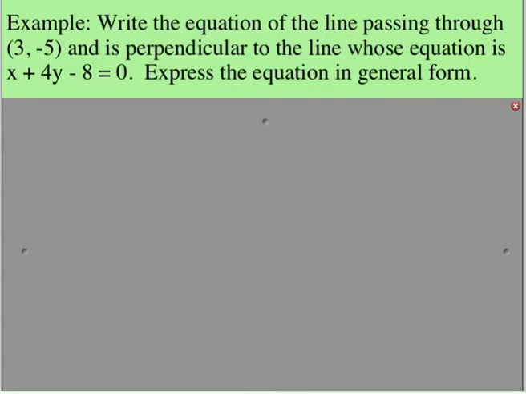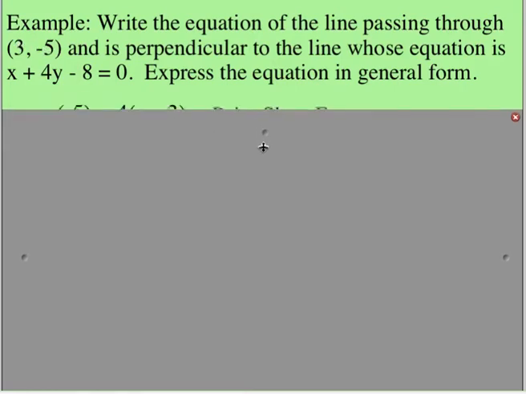Another example, it says write the equation of the line passing through the point 3, -5 and is perpendicular to the line whose equation is x plus 4y minus 8 equals 0. And then it says express the equation in general form. Well, this is the same equation that was in the last example, so we know this slope is -1/4, and so then we know that the slope of the perpendicular line would be +4. When you know the slope and you know the point that the line goes through, we want to use point slope form to begin with.